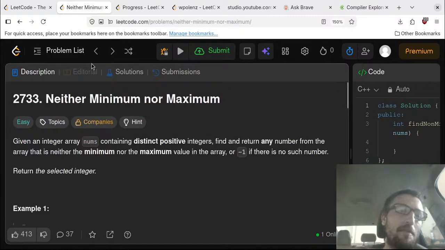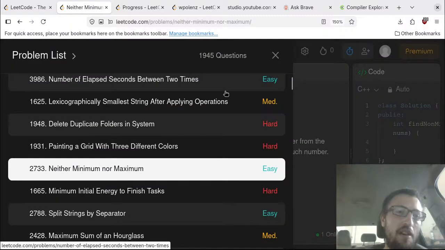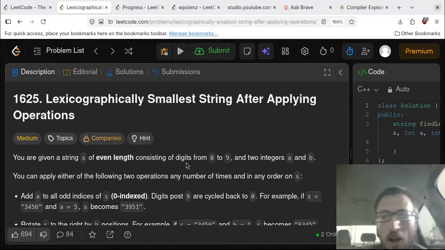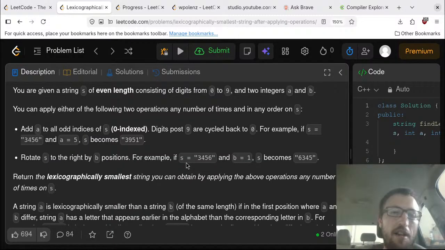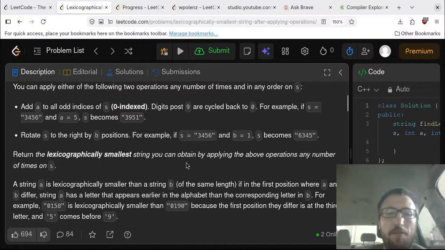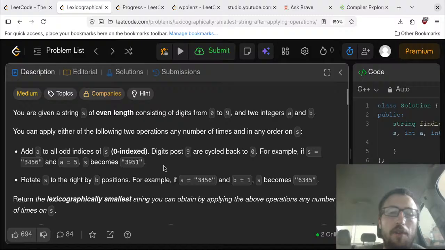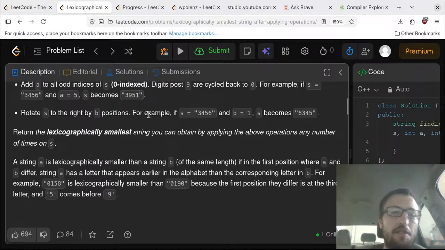Well, let's just read it again, just for the sake of it. I might come up with something different now that I'm looking at it. So, okay, odd indices, you can add A, and it'll be mod 10. Or you can rotate the string to the right by B positions. So you can add A any number of times, and you can rotate S to the right by B positions any number of times, and in any order. And I need the lexicographically smallest string that I can obtain by applying the above.